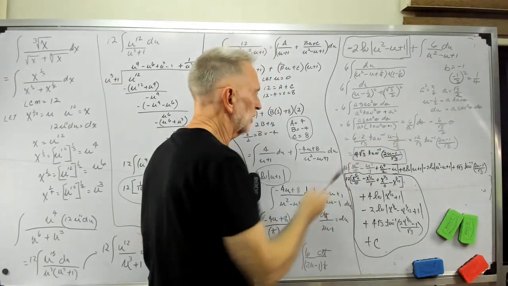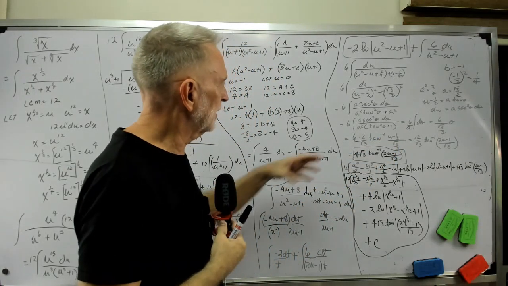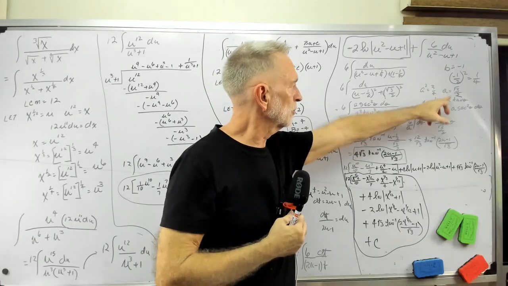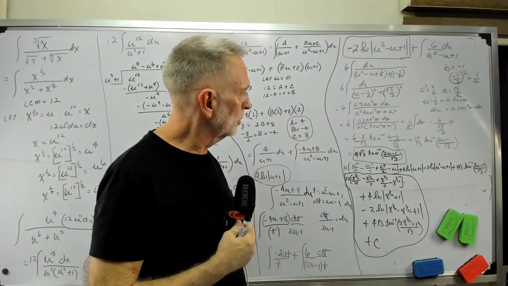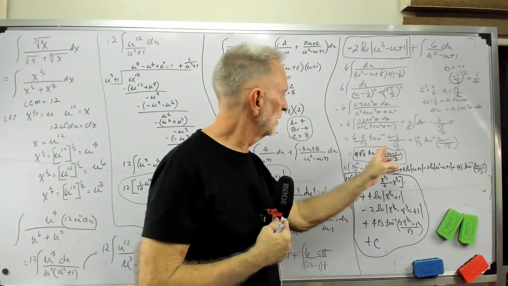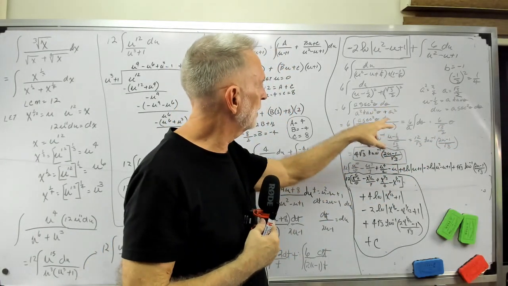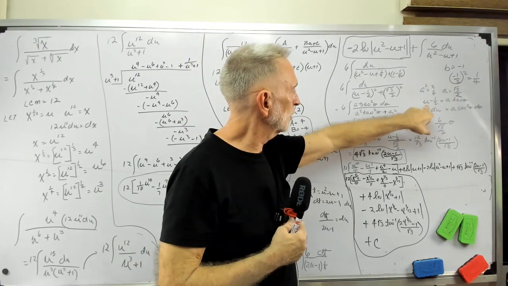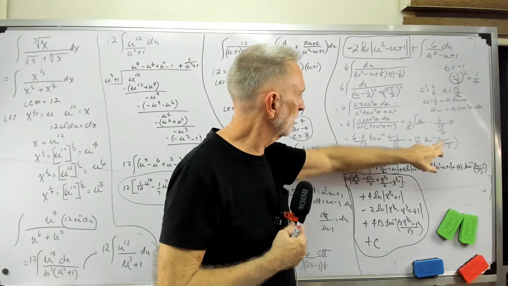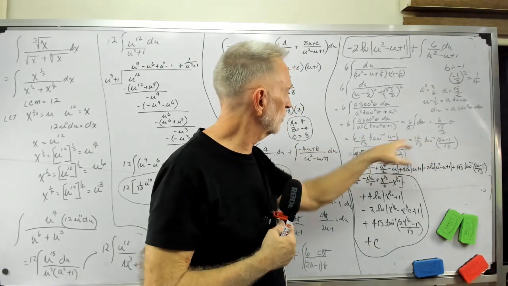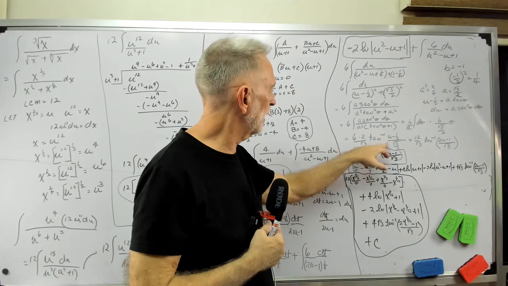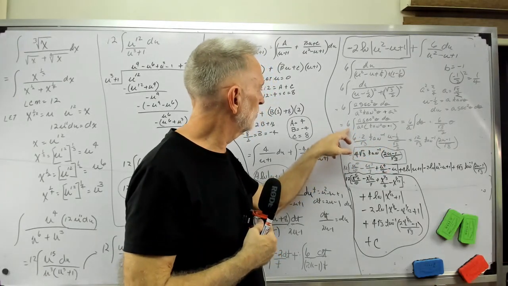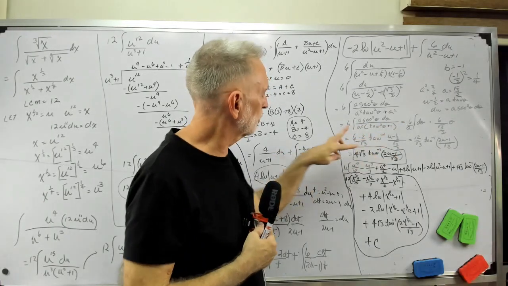So I end up with 6 over a, the integral of d theta, which is 6 over, and a was square root 3 over 2 theta, and theta would be, where is it? Yeah, tangent inverse of u minus 1/2 over a. So tangent inverse of u minus 1/2 over a.